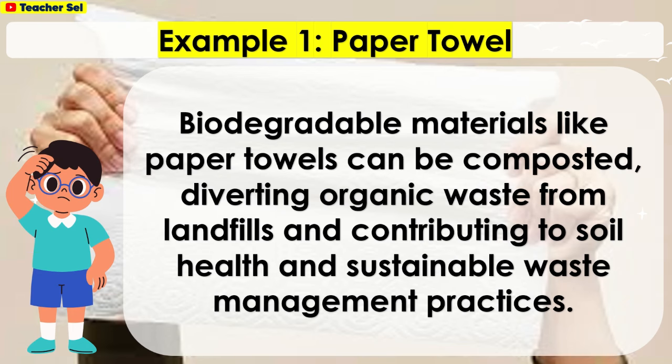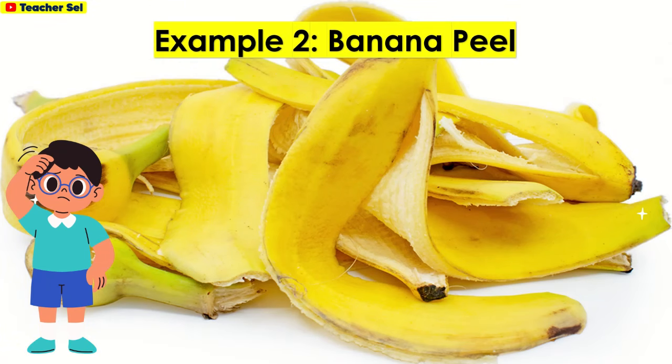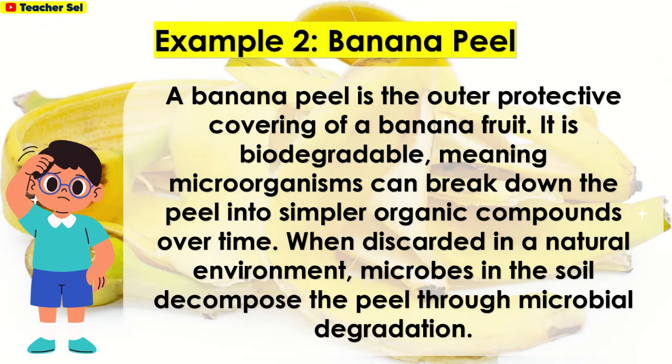Biodegradable materials like paper towels can be composted, diverting organic waste from landfills and contributing to soil health and sustainable waste management practices. Next is banana peel. A banana peel is the outer protective covering of a banana fruit. It is biodegradable, meaning microorganisms can break down the peel into simpler organic compounds over time.